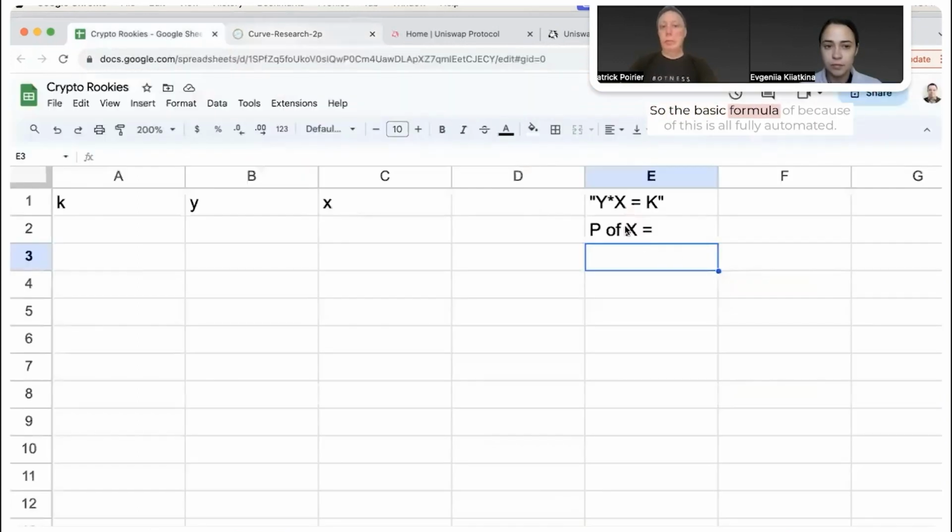So the basic formula is all fully automated. There's no market maker trying to match a sell versus a buy, so you don't have a matching provider. It's handled by a formula. The formula is basically Y times X equals K, where K is a constant. Y is the quantity of one token and X the quantity of the other token in a pair, and their product gives you a constant that remains fixed.